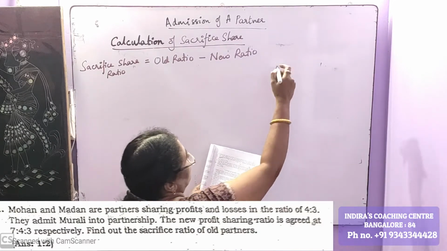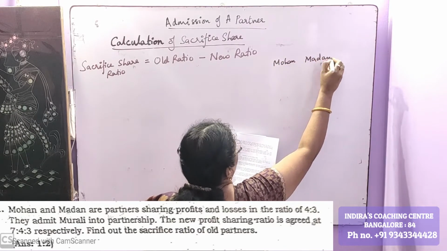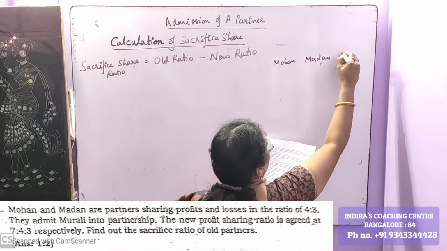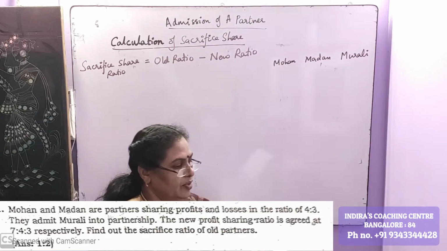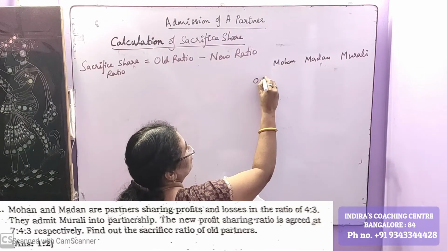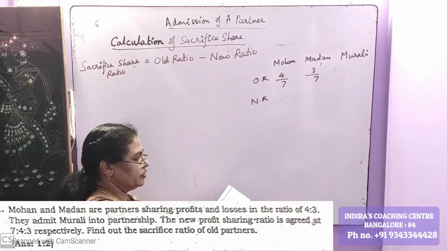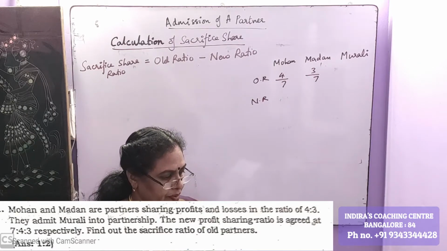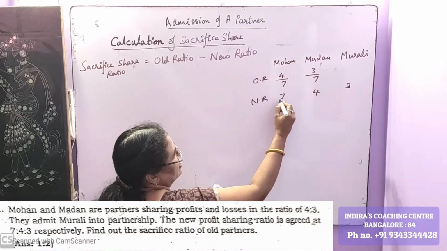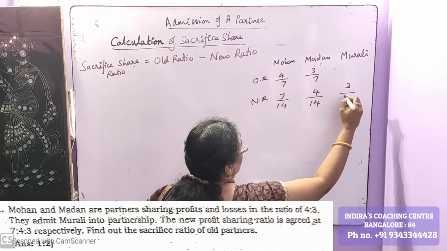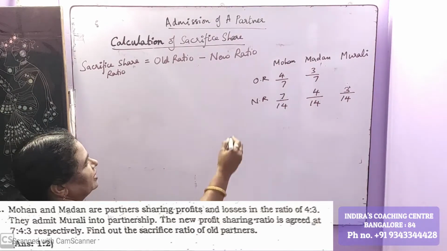Mohan and Madan, Murli. Mohan and Madan 4:3. The old ratio is given as 4/7, 3/7. And the new ratio is given as 7:4:3. 7, 4 and 3. So the denominator would be 14. Both are given. Let us find the sacrifice ratio.